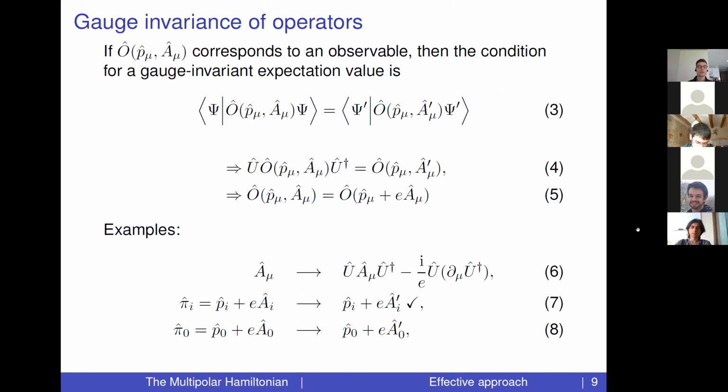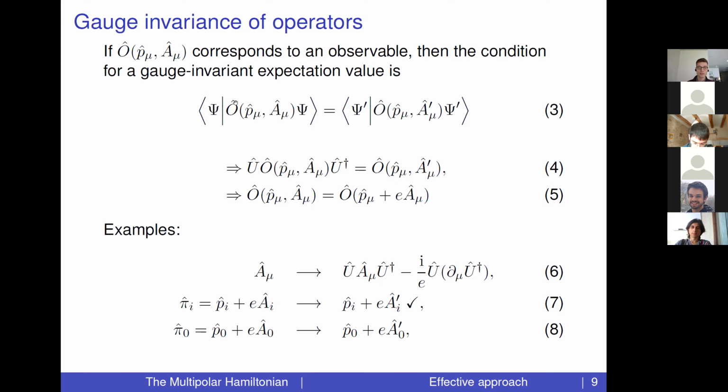Now, if you want to talk about observables, then we need to talk about gauge invariance of those observables. Let us assume we have an operator that is in principle a function of the 4-momentum and the 4-vector potential. Then if this corresponds to an observable, we must have the condition of a gauge invariant expectation value in the following form.